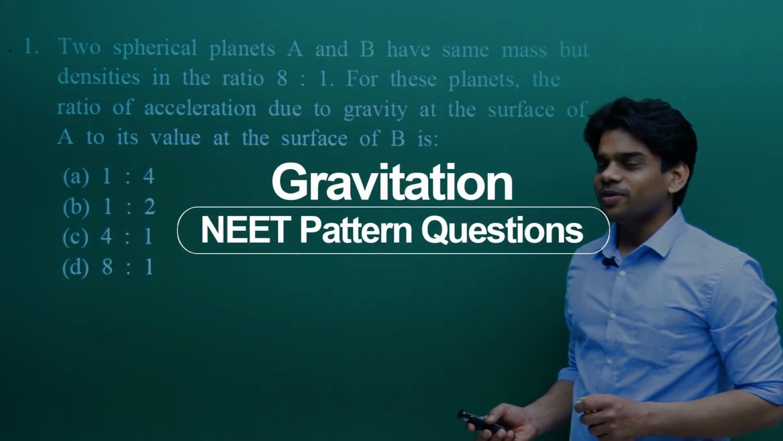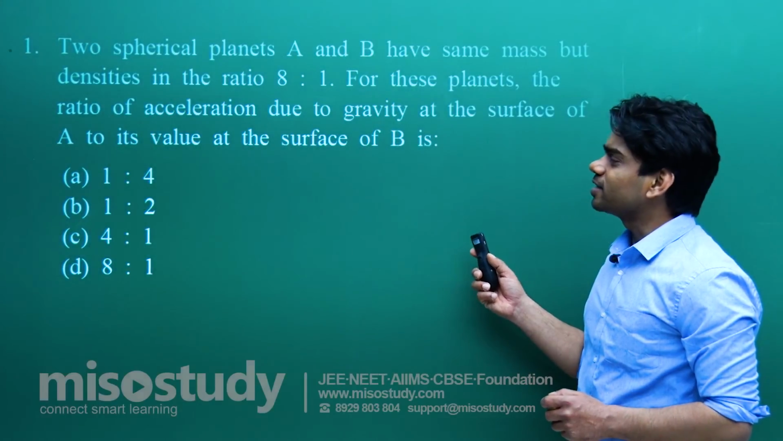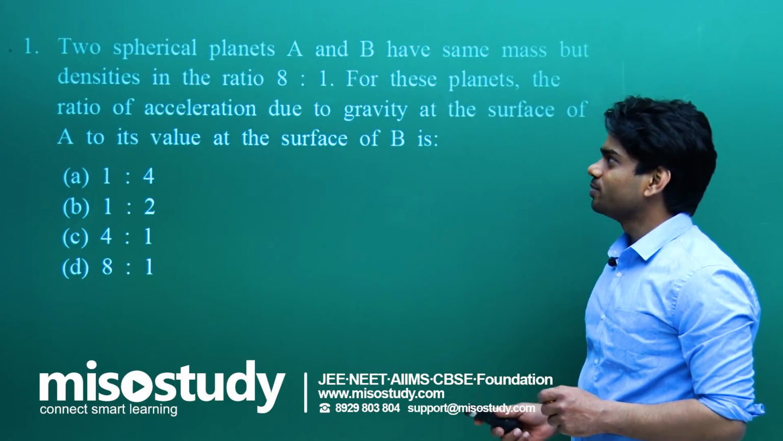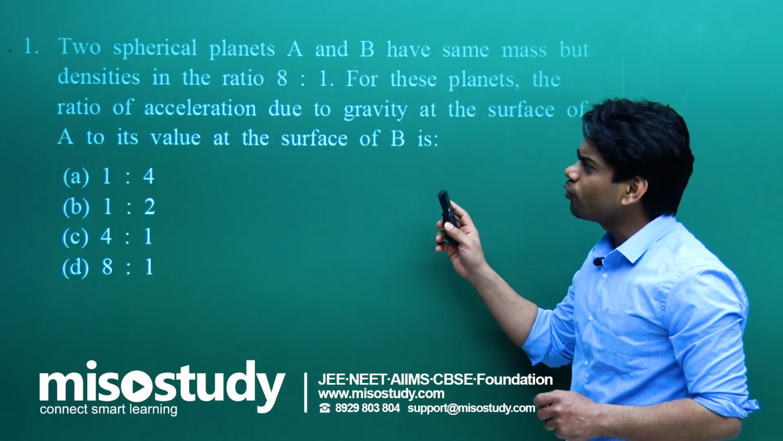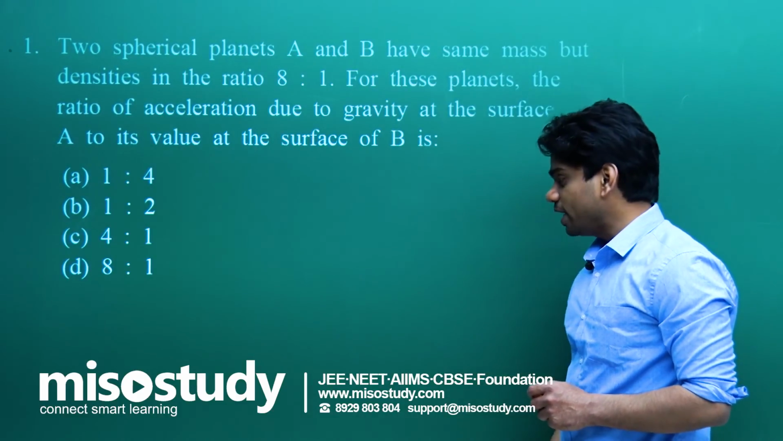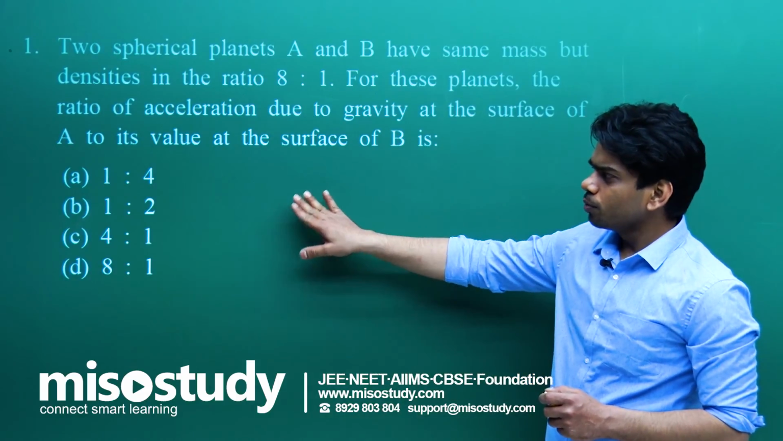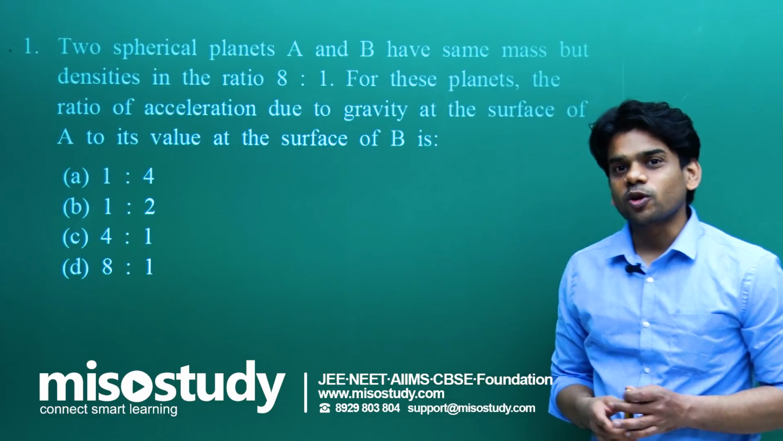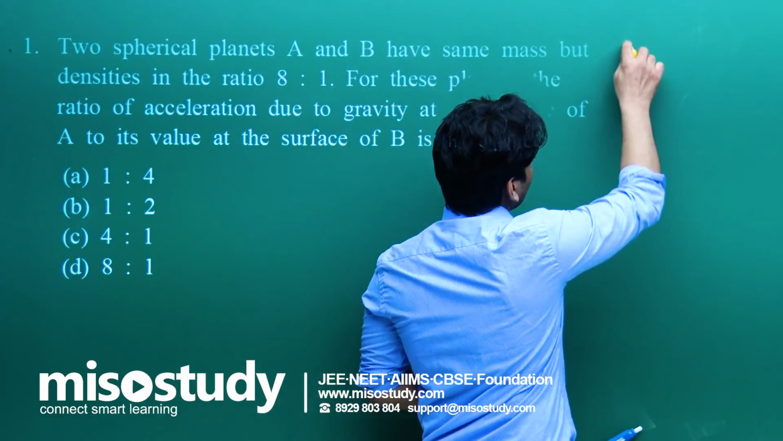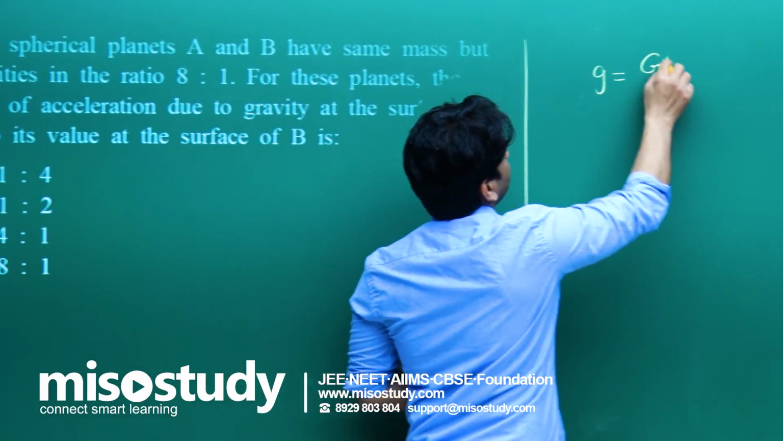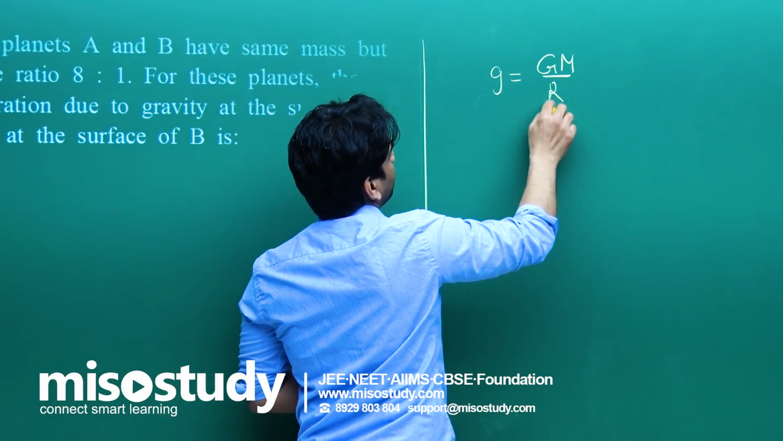The first question of the day: we have two spherical planets A and B with the same mass but densities in the ratio 8:1. For these planets, the ratio of acceleration due to gravity at the surface of A to its value at the surface of B is: A 1:4, B 1:2, C 4:1, D 8:1. Let's check which option is correct. I believe you will be remembering the value of g. g is given as GM by R square.